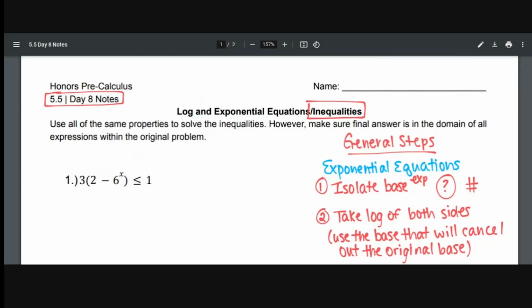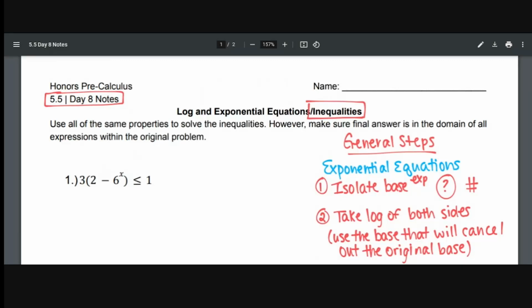Okay, so we're going to do day 8 notes. It's about log and exponential inequalities today. So it's an extension of what we did yesterday with equations, but now obviously we have inequality symbols in our original problems. So I'm going to have you pause the video and write down the general steps, and then just go ahead and unpause when you're ready to start problem number 1.